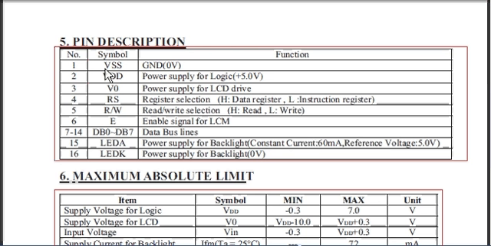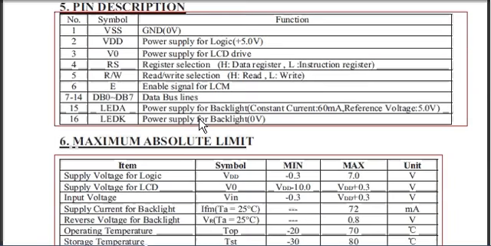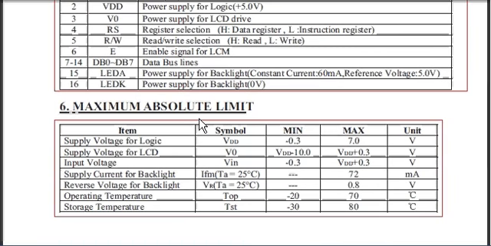And this is the interface information that tells the electronic engineer how to connect the LCD module with their microcontroller. This is the absolute maximum limit that tells engineers never to design exceeding such a limit.